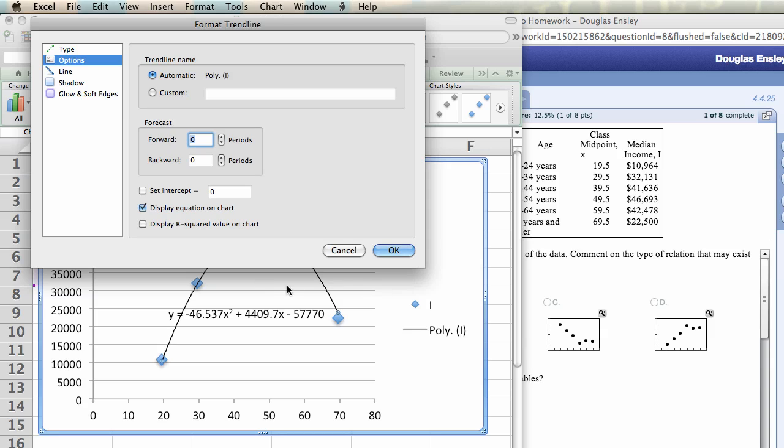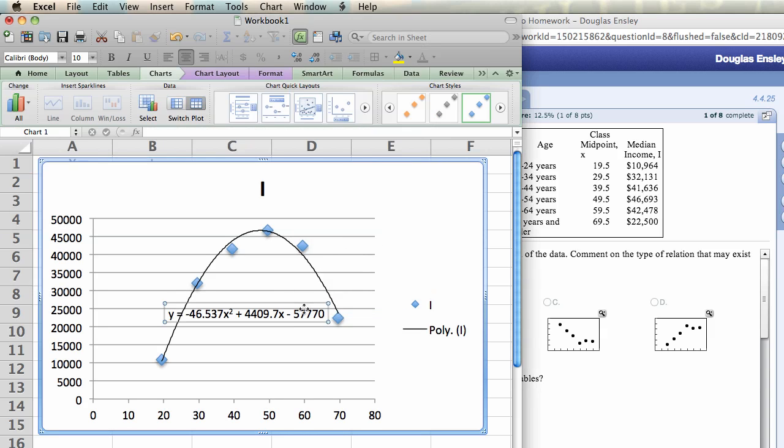Now before I say OK, I want to also set the option to display the equation on the chart, because the questions I'm going to get asked are about this equation. So I want to make sure I have that available. So now I say OK. You can see my equation here. I'll move it where I can see it. And so the black line indicates the parabola that was graphed that fits these points as well as any polynomial can. And then this is the equation of the curve that you see in black.